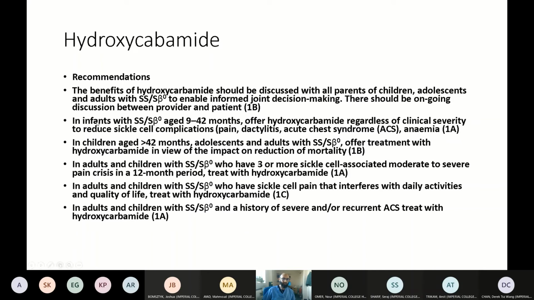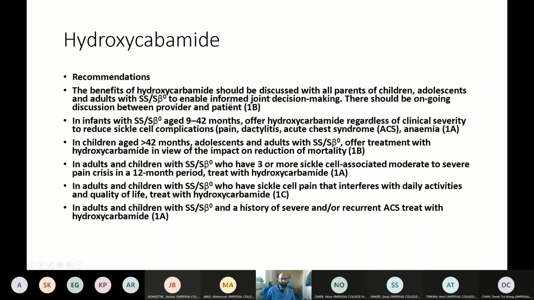And in adults, we can see here, if we just go through some of these recommendations. The benefits of hydroxycarbamide should be discussed with all parents of children, adolescents and adults with homozygous sickle or sickle beta thal.